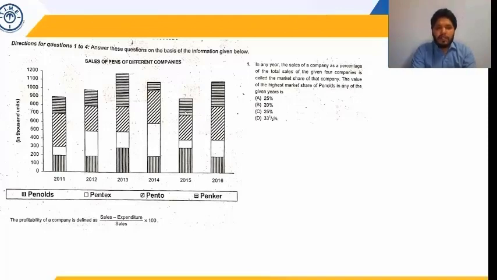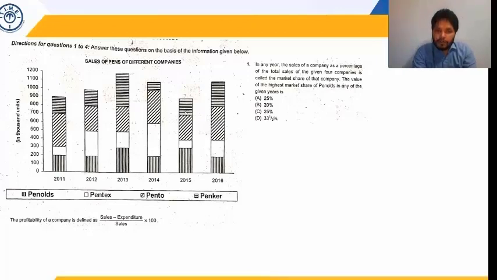In 2011, the sales of Penoids is how much? 200,000 units, or you can say 200, because everything is in 1000 units, so 1000 will get cancelled out in numerator and denominator, so we can take 200 as well. So the sales of Penoids in 2011 is 200. And what is the sales of all the four companies? The bar is starting from 0 and going up till 900. So 900 would be the sum of the sales of all four companies. So the total sales in 2011 of all four companies is 900, and the sales of Penoids in 2011 is 200.